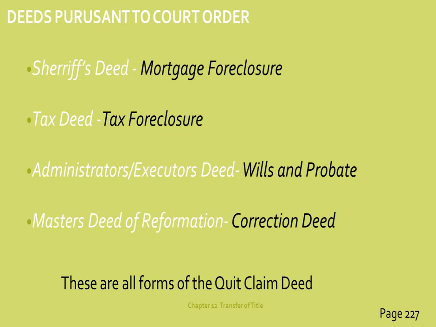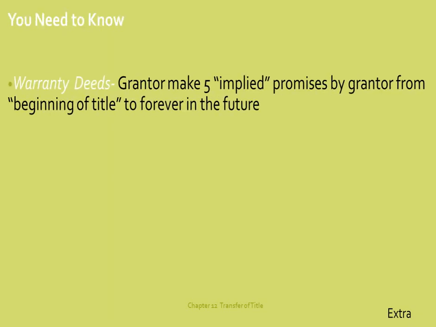So the only deeds that we have in Illinois are the warranty deed, the special warranty deed, and for our purposes, the quitclaim deed. But for our purposes, we won't talk about the deed of bargain and sale. Let's just say we have 3 deeds in Illinois. So we need to know there are 5 promises that the grantor is making from the beginning of title to forever under the general warranty deed. The special warranty deed just has 2 promises, and the quitclaim deed has no promises.